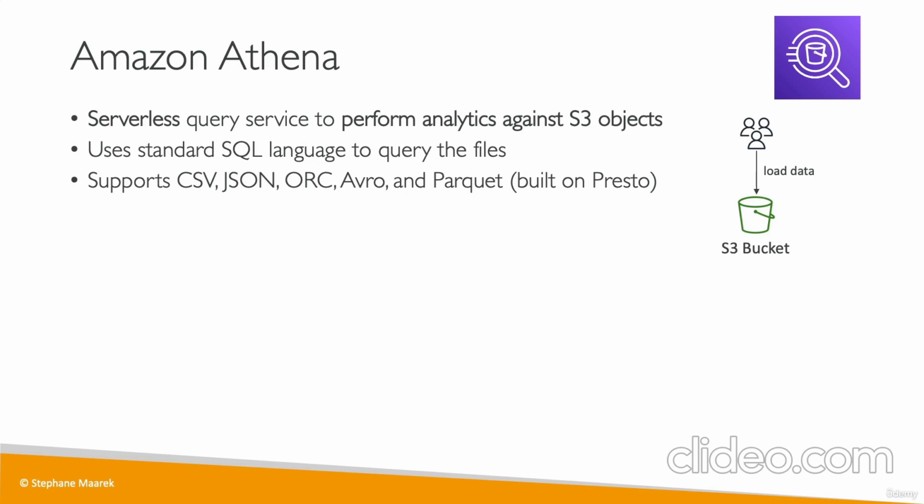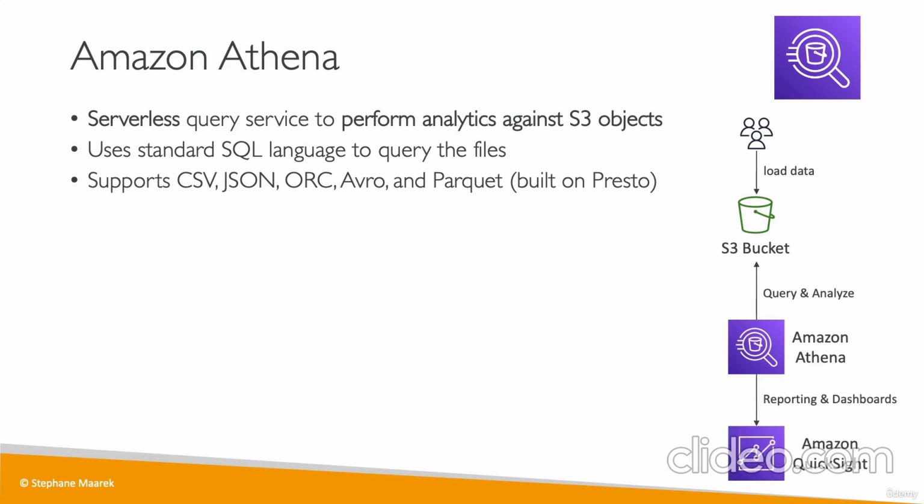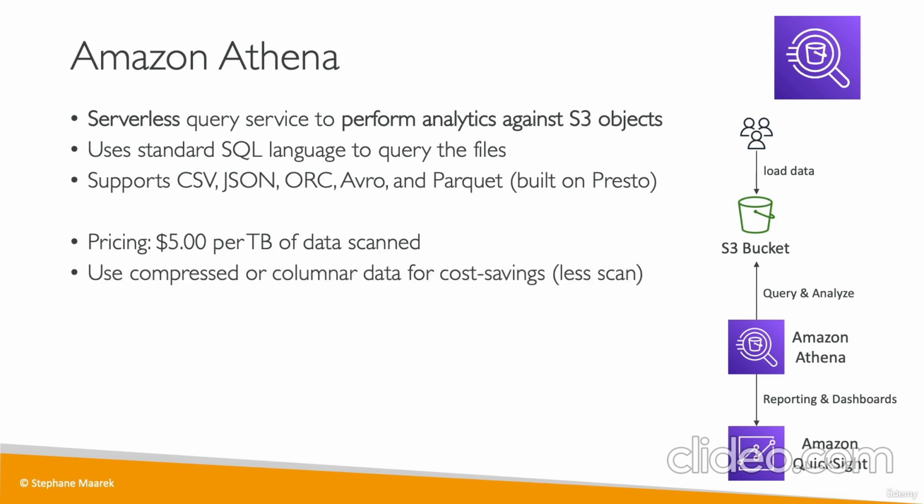Now, how does that work? So users will load data into Amazon S3, and then Amazon Athena will be used to query and analyze the data. Very, very simple. And then, if you wanted to, you could have some reporting on top of Athena, such as using Amazon QuickSight. Now, the pricing for Athena is around $5 per terabyte of data scanned. And if you use compressed data or data stored in a columnar fashion, then you're going to have cost savings because there is less scan of the data being made.